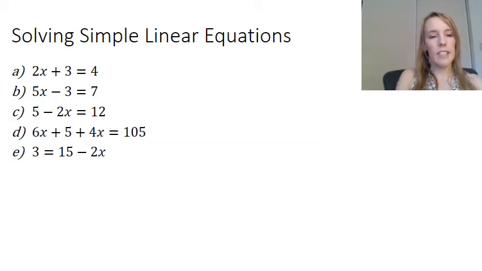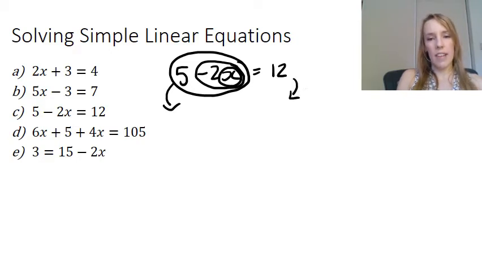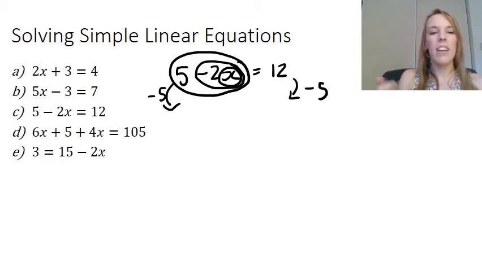Okay, for C, we've got 5 take 2x equals 12. So we want to find x. What happened to it? Well, it was multiplied by -2 and had 5 added. So the opposite of adding 5 is taking 5. Now, some of you are probably thinking, Miss, you've done that wrong. That one should be add 5 because there's a negative sign there, or subtract sign.